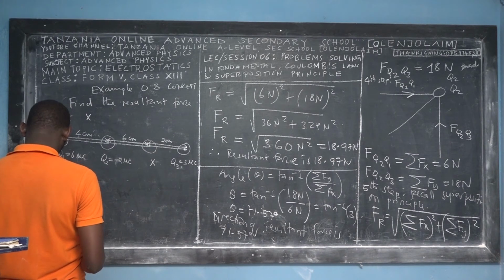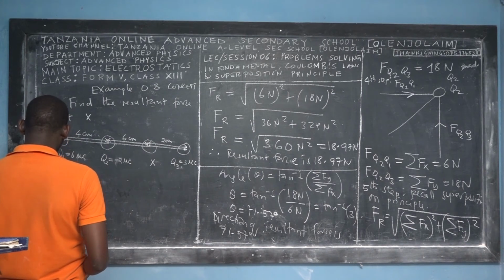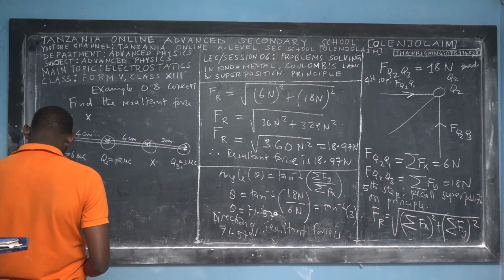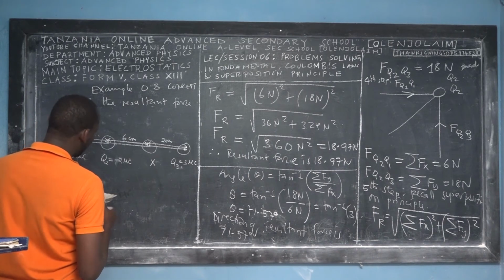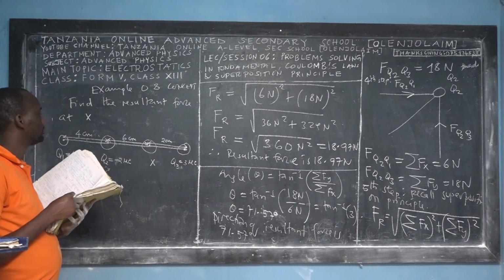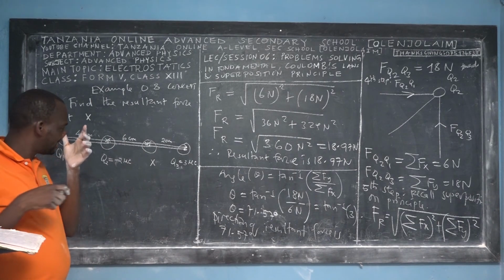Okay, so I have presented the information: 2 centimeters there, 6 centimeters there, 4 centimeters there. Q1 is 6 microcoulombs, Q2 is negative 2 microcoulombs, X is there, and Q3 is 3 microcoulomb. Then the question is, find the resultant force at X.